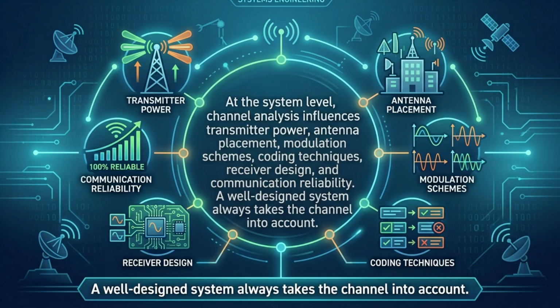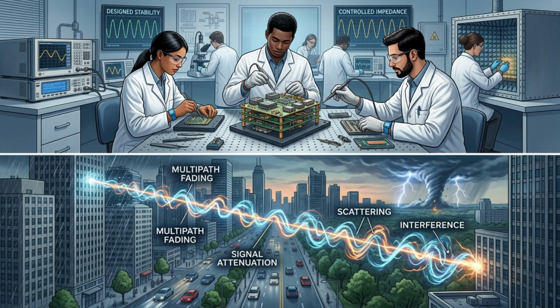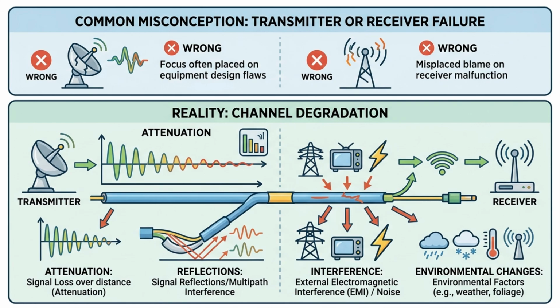At the system level, channel analysis influences transmitter power, antenna placement, modulation schemes, coding techniques, receiver design, and communication reliability. A well-designed system always takes the channel into account. The communication channel is often the greatest source of uncertainty in an RF system. While engineers can carefully design transmitters and receivers, they usually have much less control over the environment through which the signal must travel. A common misconception is that communication failures are caused only by poor transmitter or receiver design. In reality, many problems originate in the channel itself, where attenuation, reflections, interference, and environmental changes degrade the transmitted signal.